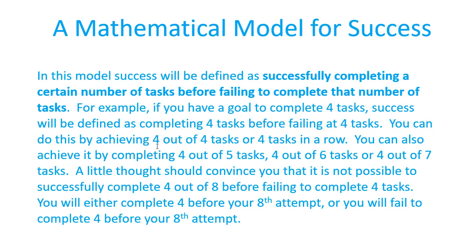And you can achieve this by achieving 4 out of 4 tasks, or 4 in a row, 4 out of 5, 4 out of 6, or 4 out of 7. Now, a little thought should convince you that it is not possible to successfully complete 4 out of 8, because by the time you reach the 8th task, you will already have either failed to complete 4 tasks or have successfully completed 4 tasks. So you won't get to the 8th attempt before you do either of those two things.